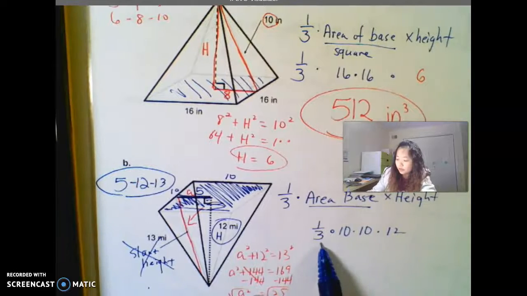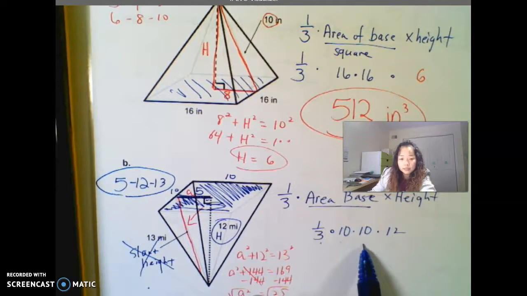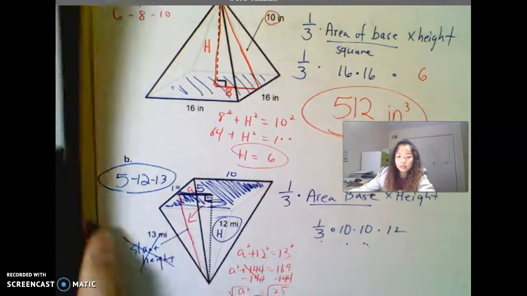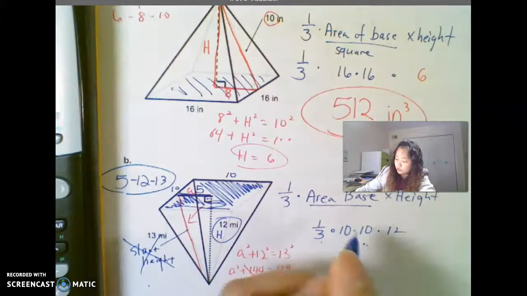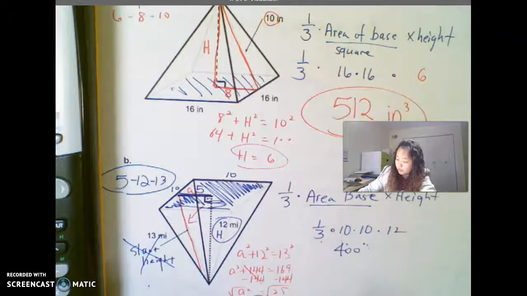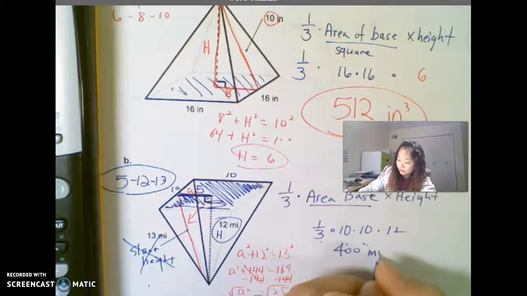So 1/3, because it's a pyramid, and the base is 10 by 10. It's a 10 by 10 square. And then times the 12. So you would do 1/3 times 10 times 10 times the height, 400. What is this? Mile cubed.